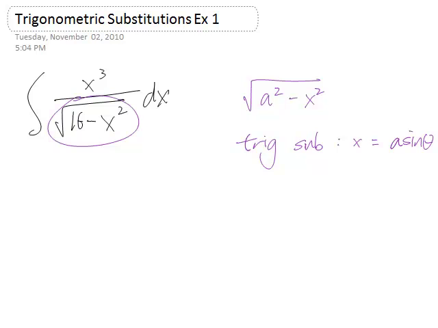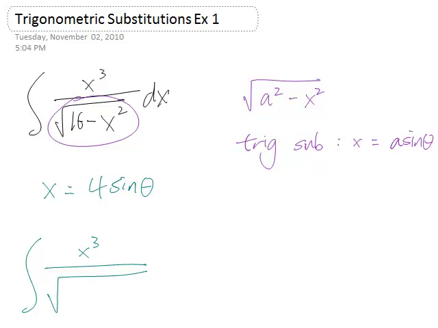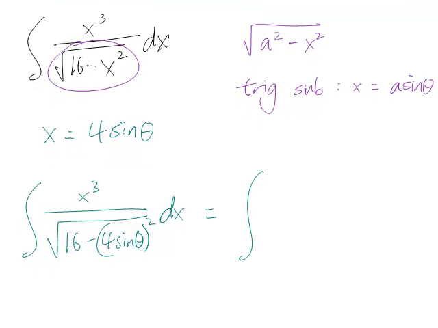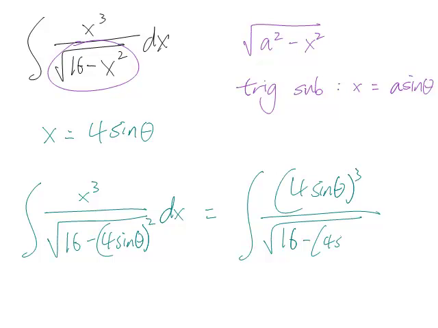A in this case is 4 because a squared is 16. So we'll make the substitution x equals 4 sine theta. And so that means that we have x cubed over the square root of 16 minus (4 sine theta) squared dx. And notice that we can turn the x cubed on top into (4 sine theta) cubed as well, over 16 minus (4 sine theta) squared dx.